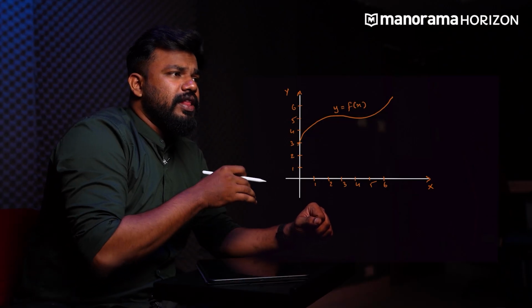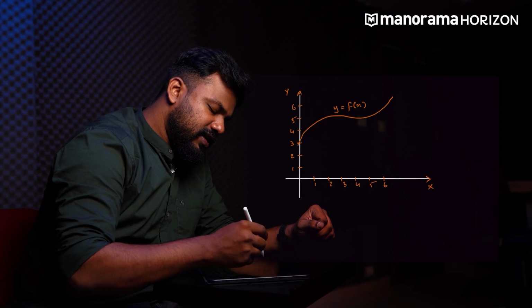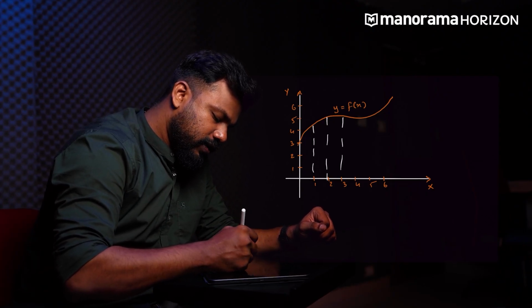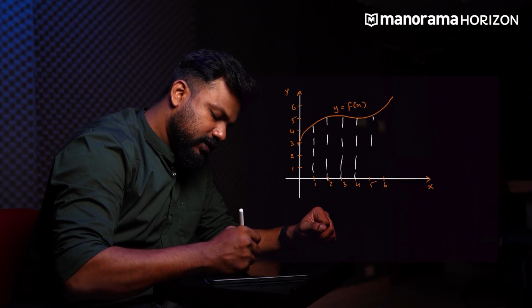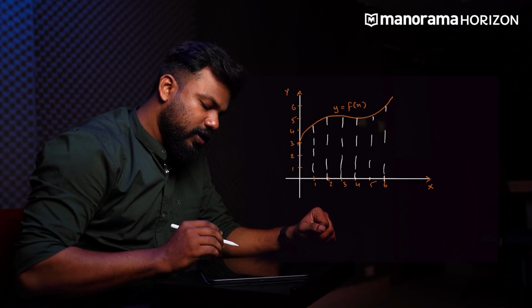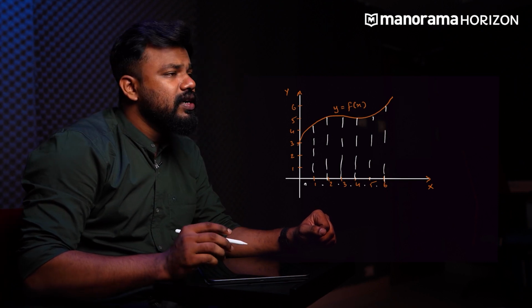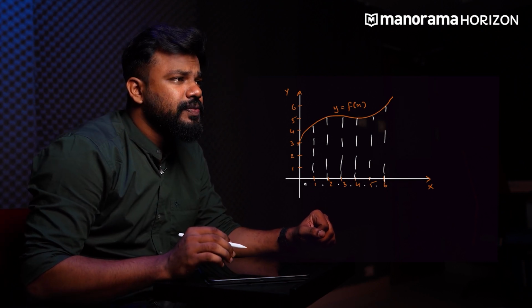Same way we found out the area of the rectangles. Can we divide this into different rectangles? If I draw dotted lines over here, I can see that this is divided into how many? 1, 2, 3, 4, 5, 6. It is divided into 6 rectangles.